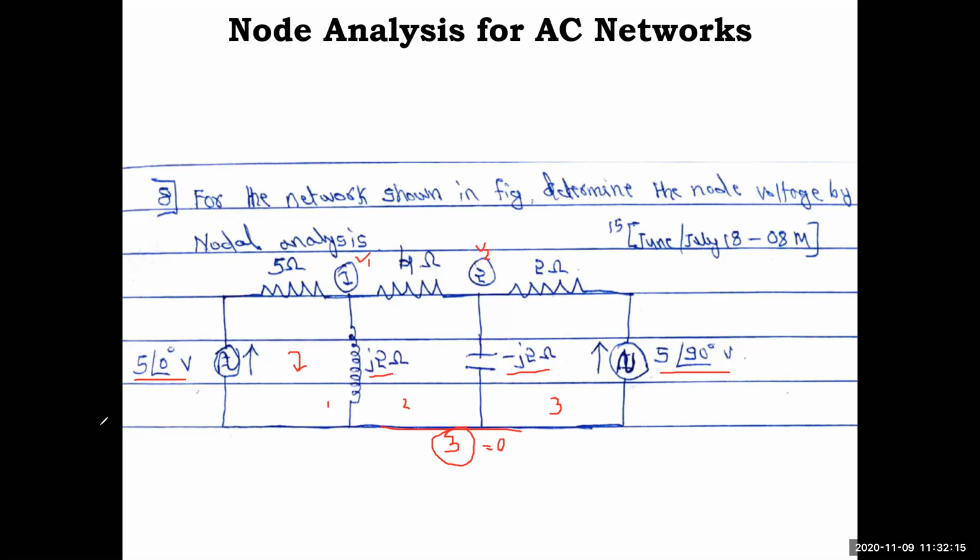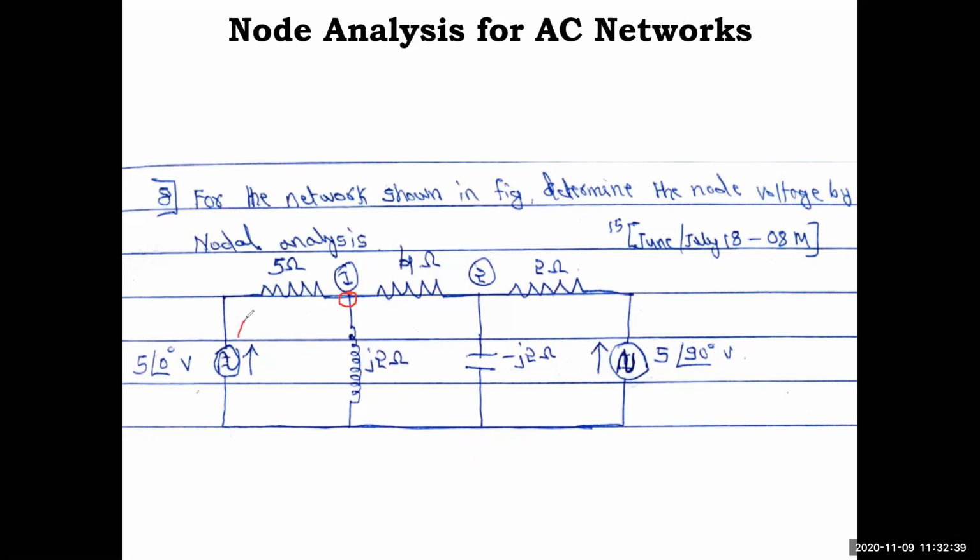Let us focus on solving the problem now. First write the node equation for 1. How to do that? With respect to self node, you write it in conductance form, right? So it is 1/5 plus 1/4 plus 1/j2. These are all the self node terms, equal to the current coming here.